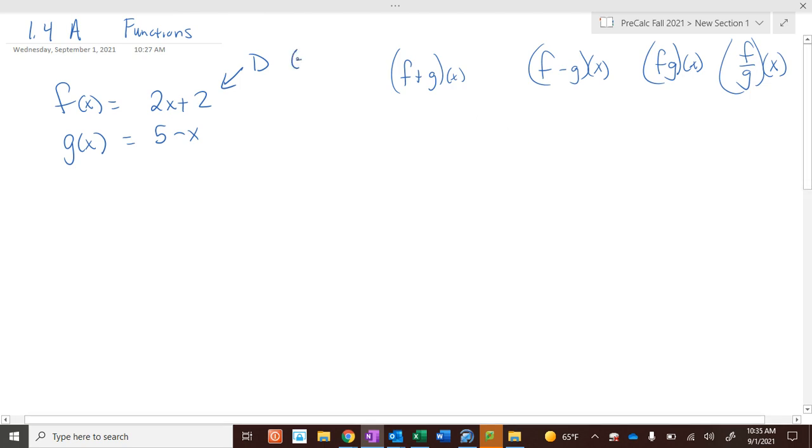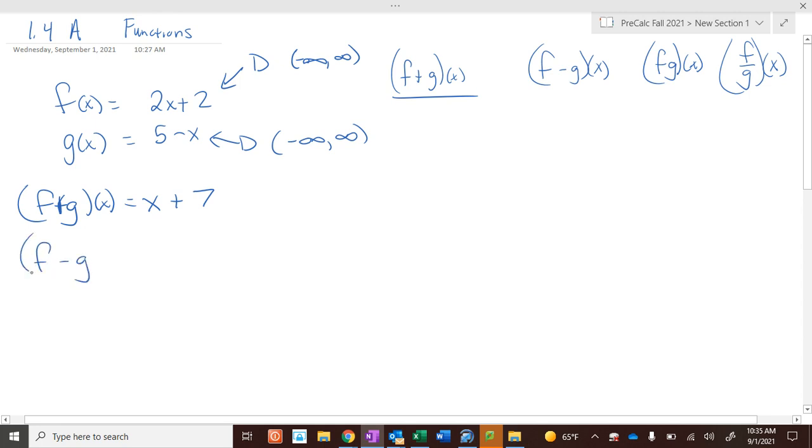All real numbers, negative infinity to infinity. You can put any number in there and it'll come out with a number. How about the domain of this one? All real numbers. You can put any number in there and you'll get a real number result. Okay? So if I'm taking f plus g of x, I'm just adding these two functions together. That's simply what I'm doing. What's 2x plus negative x? X plus 7. So f plus g of x in this situation is x plus 7.